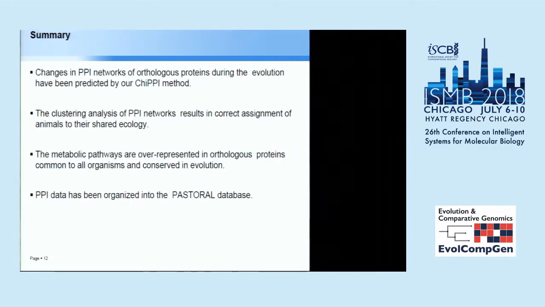So, in summary, changes in PPI networks of ortholog proteins during evolution have been predicted by our CHIPI method. The clustering analysis of PPI networks results in correct assignment of animals to their shared ecology. Metabolic pathways are overrepresented in ortholog proteins common to all organisms and conserved in evolution. All this PPI data has been organized into a very user-friendly database, Pastoral.